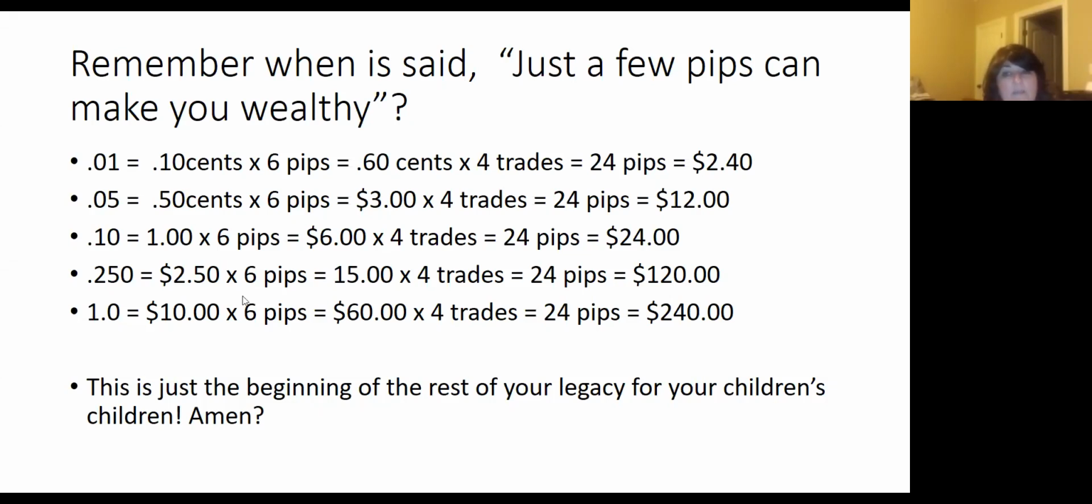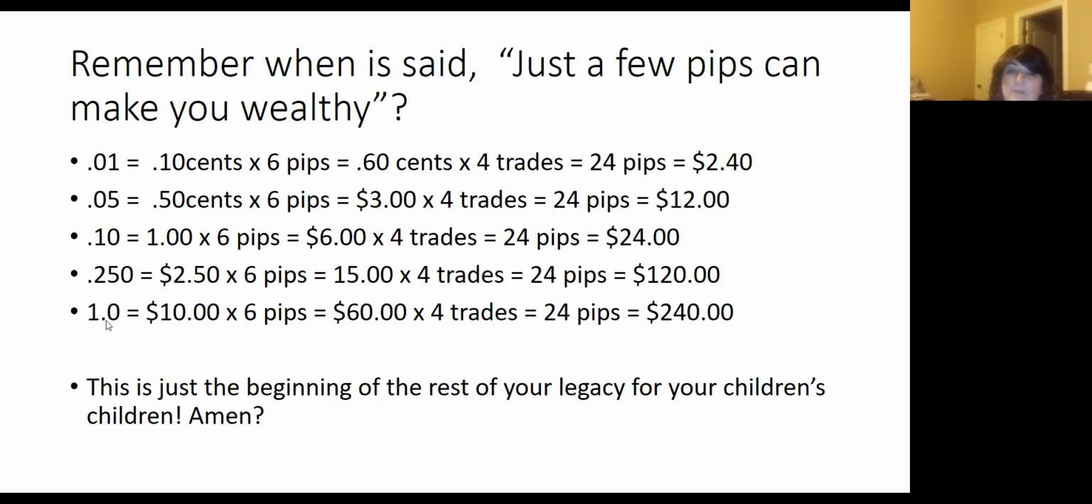My goal is what I'm doing right here: $2.50 a pip, 6 pips, 4 trades, 24 pips, $120. So I plan on making $120 to $150 again tonight. Now this is when we put on our big girl and big boy undergarments, okay? When we start trading this, we have a lot of money in our account. But this happens.